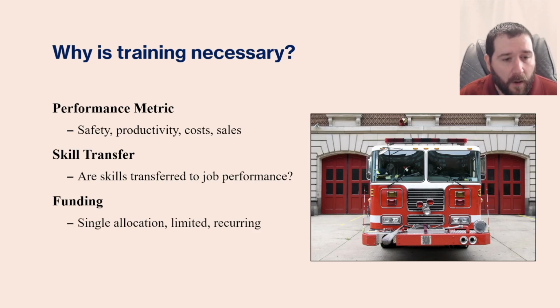And you have to know, are we getting a single allocation? Is this a one-time payment, a one-time training? Is this a limited allocation? Maybe we have a year's worth of funding, so that'll cater into a year's worth of training. Or maybe it's a recurring thing. Okay, but being aware of that funding aspect or dynamic will really help you kind of understand why we're training or why we're training for a certain period of time, that sort of thing.